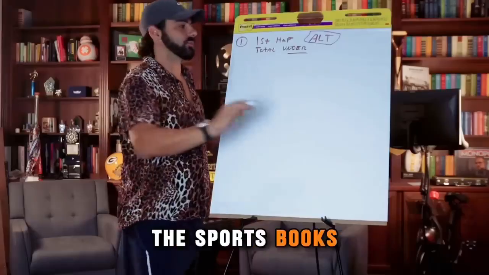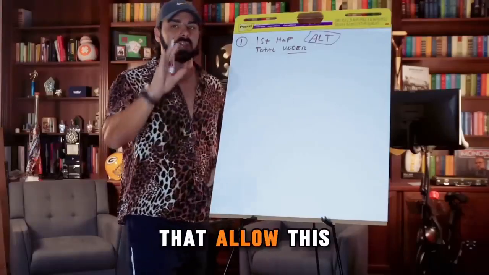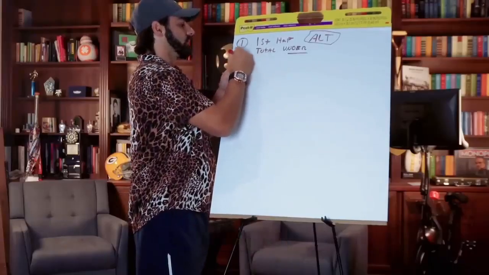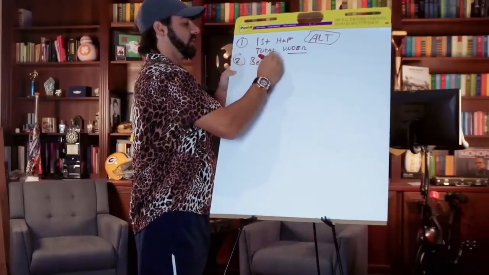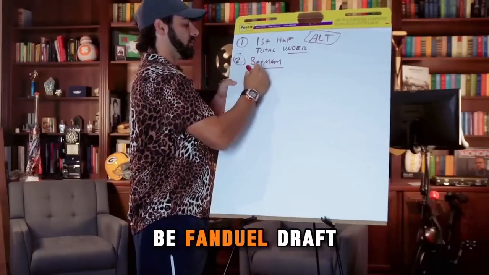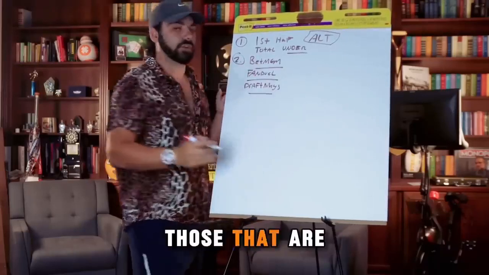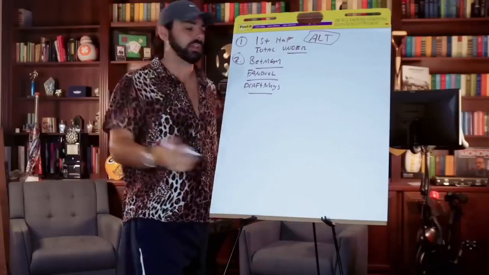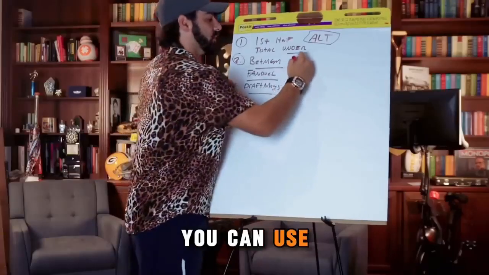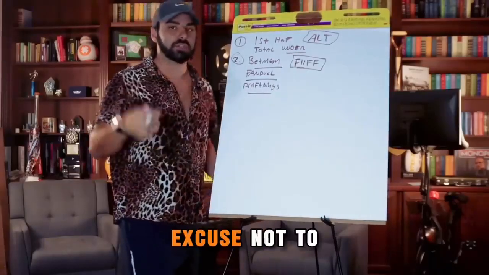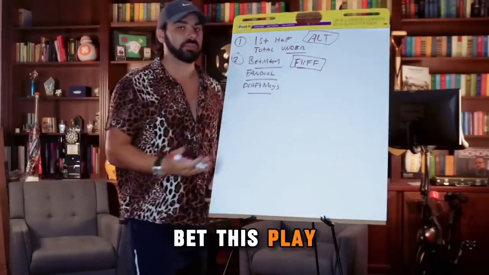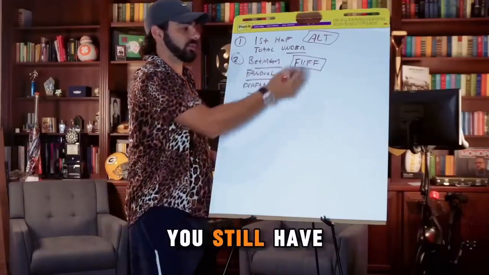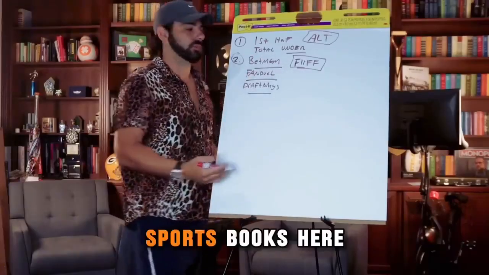Now, let's list the sportsbooks that allow this before we get into it. All right, there are a couple, so I will list them here for you. First is BetMGM. Next is FanDuel, DraftKings, and then for those that need offshore sportsbooks, or you're in a state where it's not allowed and you don't get any of these, you can use Flip. So no excuse not to be able to bet this play, whether you're in a state where it's legal or where it's not legal. You still have access to one of these sportsbooks.